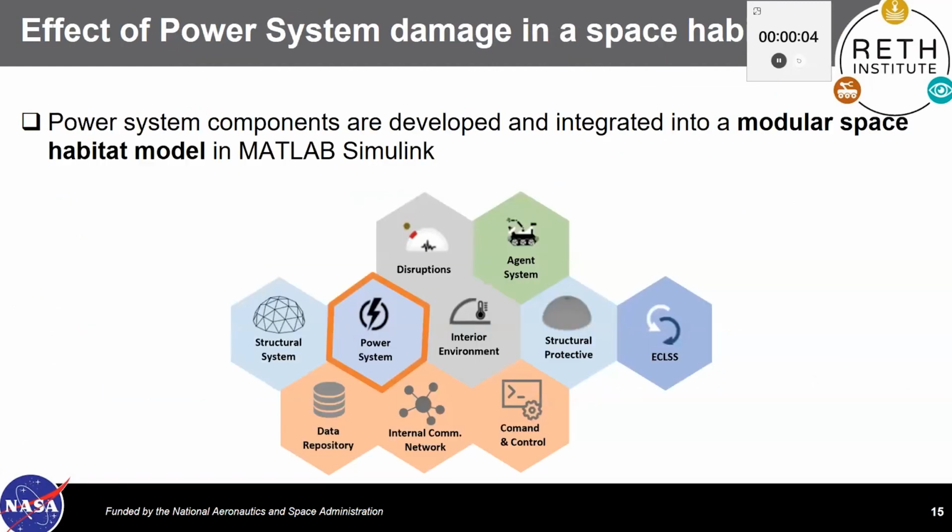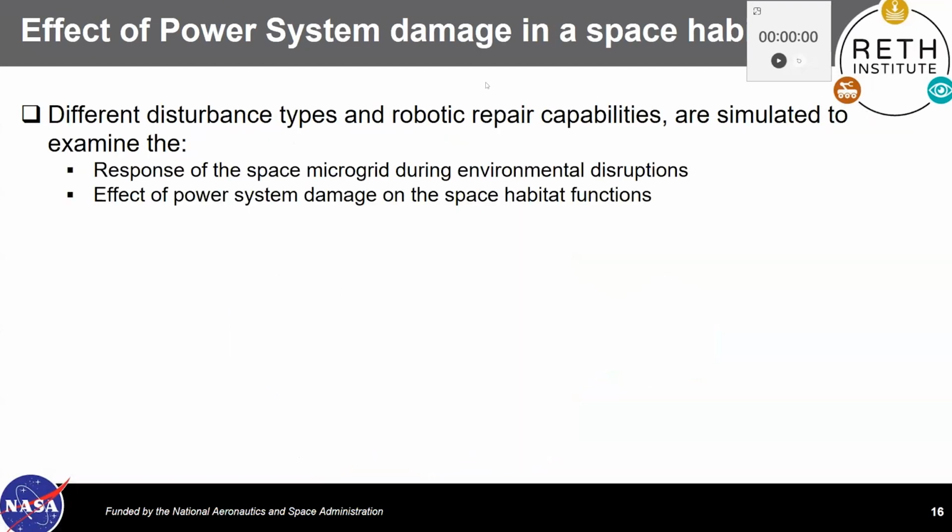All these components that I talked about are modeled in a modular space habitat model in MATLAB Simulink. And to test its functionality, can we go next? I can go next, but I do want to let you know you're over time. Yeah.